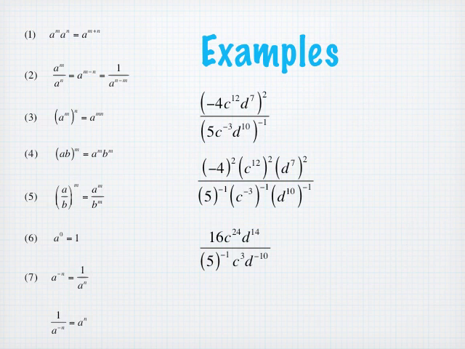Negative 4 squared is 16. C to the 12th squared is c to the 24th. D to the 7th squared is d to the 14th. So it's just a power raised to a power. I'm just using Rule 3 here.